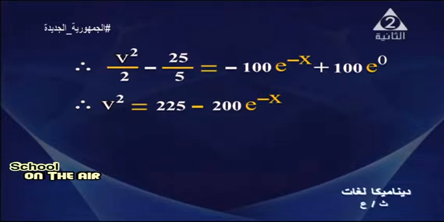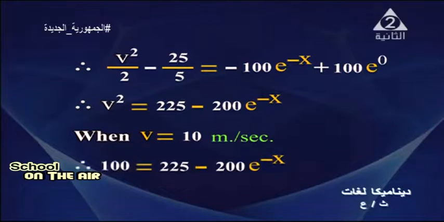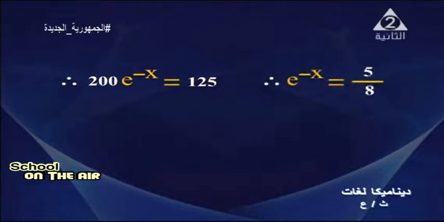What is the value of x when the velocity v equals 10 meters per second? When v equals 10 meters per second, v squared is 10 squared, which equals 100, equals 225 minus 200 e^(-x). Then 200 e^(-x) equals 125. Then e^(-x) equals 5 over 8, or e^x equals 8 over 5.